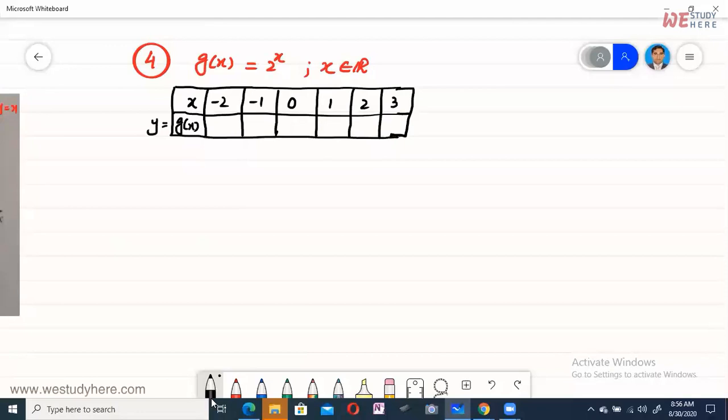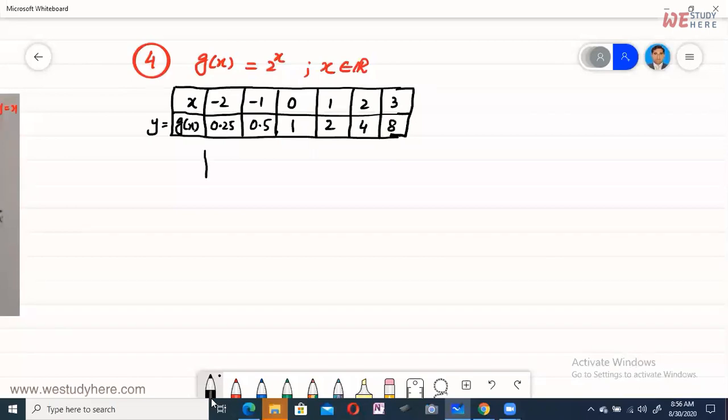When we take -2, 2 power -2 will be 1 divided by 2 square. 1 by 2 square is 1 by 4, that is 0.25. Then 2 raised to the power -1: 2 power -1 is 1 by 2, which is 0.5. Then 2 power 0, anything power 0 is 1. 2 raised to the power 1 will be 2. 2 square is 4 and 2 cube is 8.